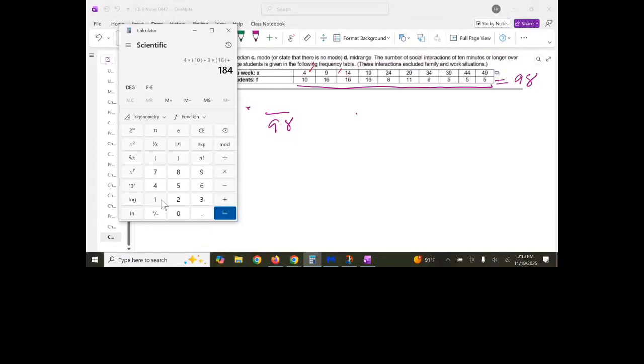Plus, let's see, 14 times 16, plus 19 times 16, plus 24 times 8, there we go, plus 29 times 11, okay, plus, let's see, 34 times 6, okay, plus 39 times 5, okay, plus 44 times 5, plus 49 times 5, okay, equals, boom.